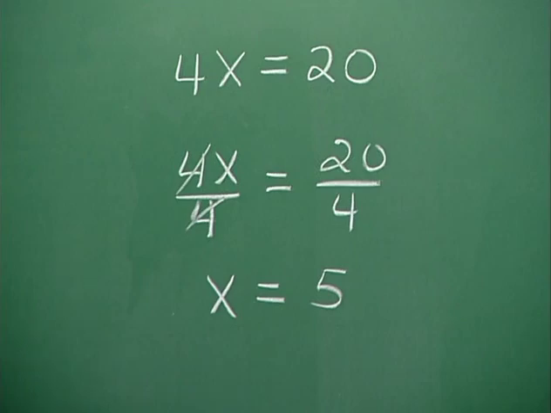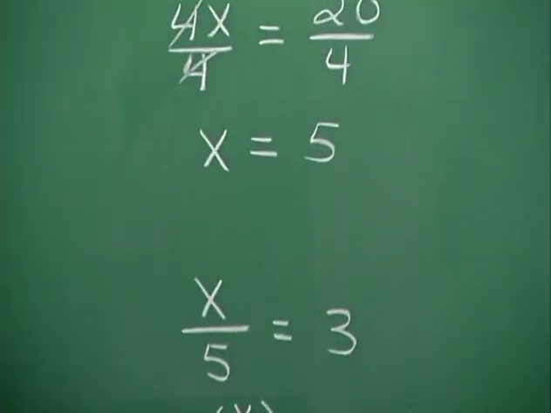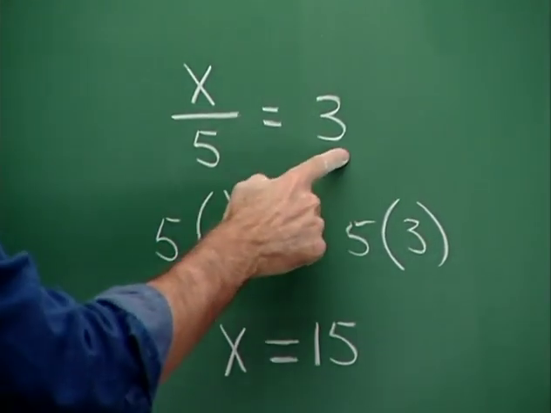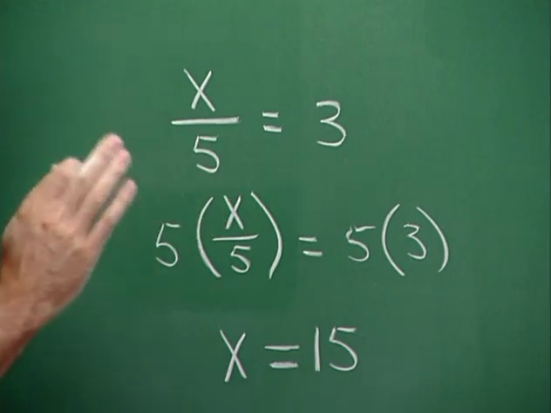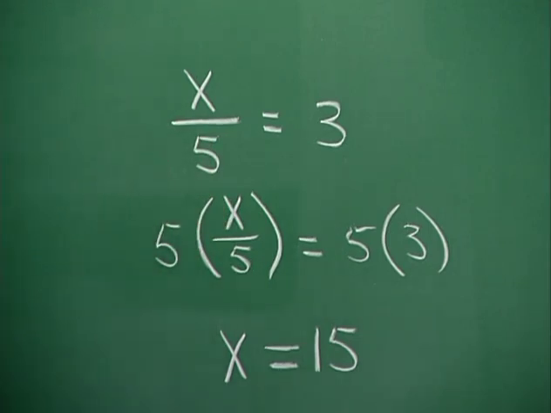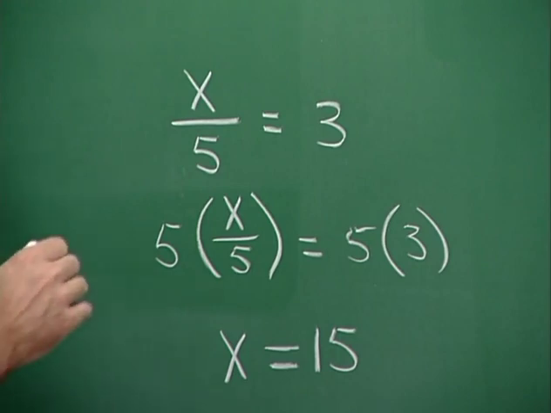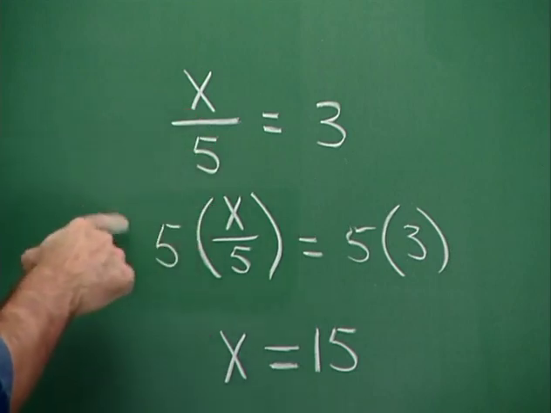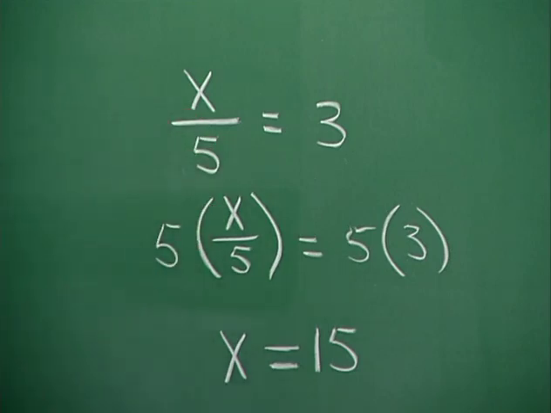Now, here's another situation, very similar to the others. We have x divided by 5. X over 5, you see, equals 3. Again, the idea is to isolate the x and make the equation tell us the solution to the equation. We can isolate that x by performing an inverse operation. The inverse operation of division is multiplication. So we'll multiply on both sides by 5.